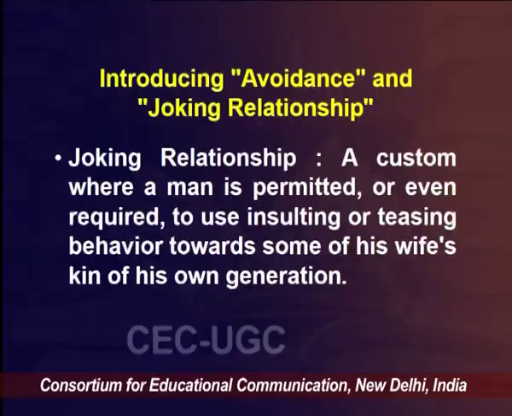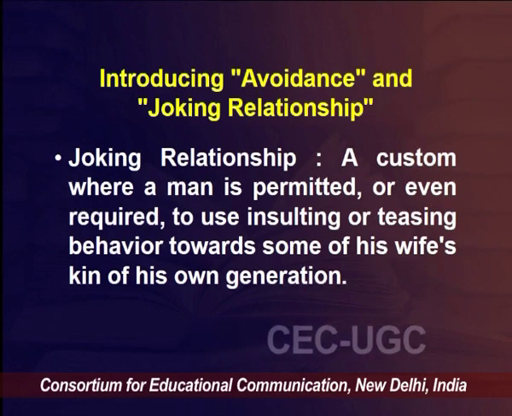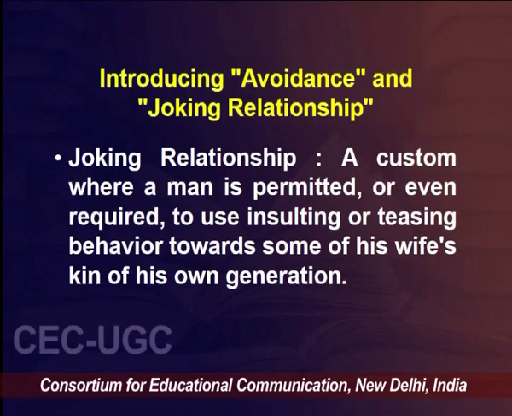And if we look into the custom of weaning, it is also a practice that focuses on relations of avoidance. Now, in contrast to the relation of avoidance, we have the joking relationship. The joking relationship is a custom where a man is permitted or even required to use insulting or teasing behavior towards some of his wife's kin of his own generation.